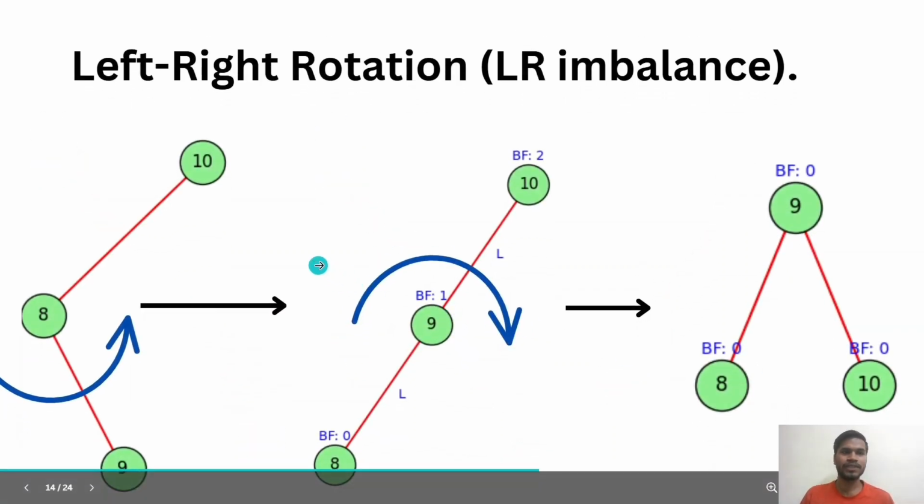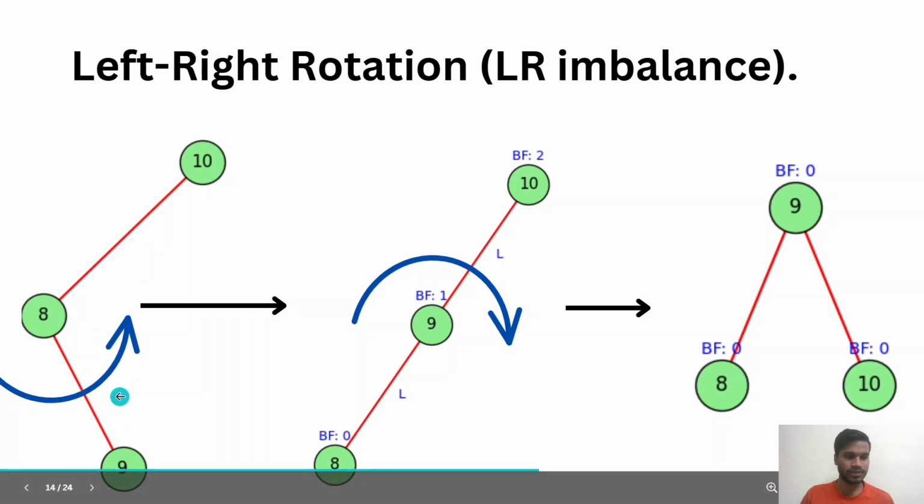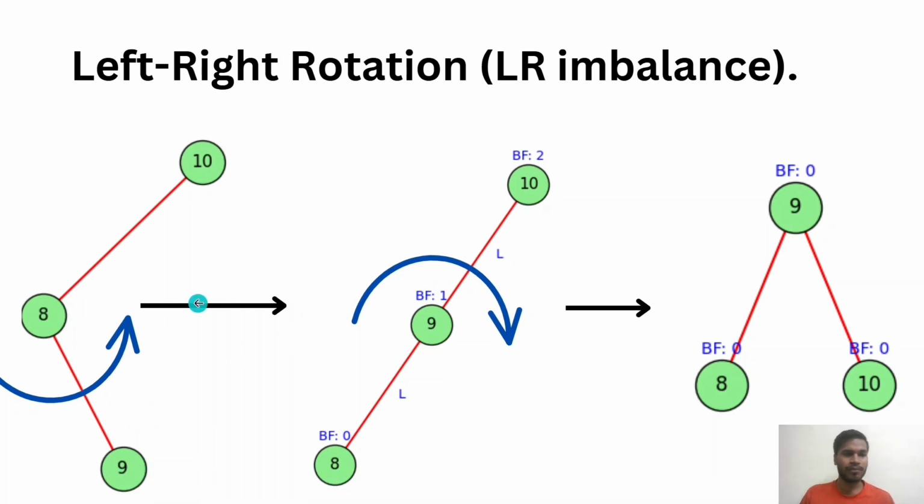Now another type is left right rotation, which is LR imbalance. Now in this example we can see that we are calling it LR because the first imbalance is L and through the another edge is R. Now we can convert it to LL imbalance by making an anti-clockwise rotation through this edge.